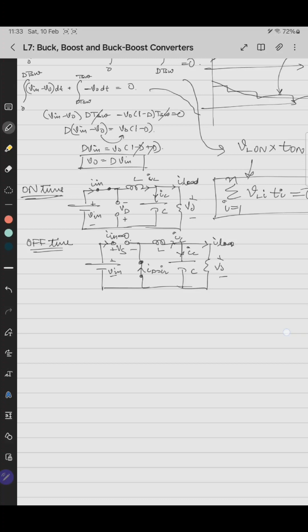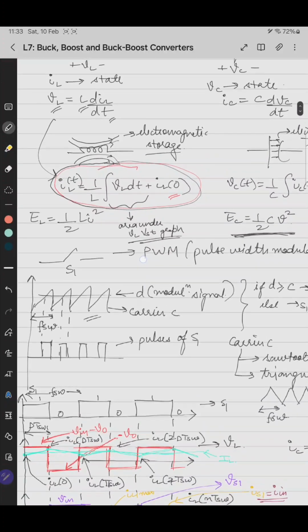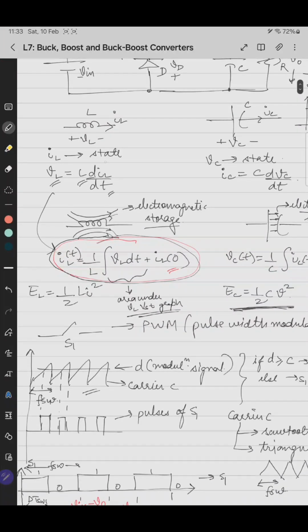As we know, the assumption is V0 is less than V in, so the voltage across the inductor during on time is positive. Why? Because it is V in minus V0. Now the inductor current will start rising with a linear slope. The slope is given by this expression, delta IL by delta T. So the slope will be given by VL by L, and VL is V in minus V0, divided by L.